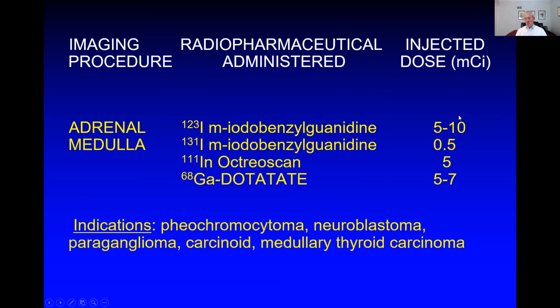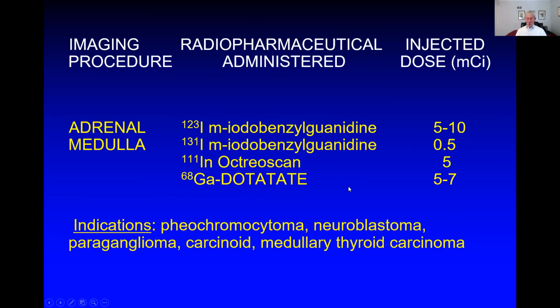But the typical injected dose, we've always injected 10. Some people inject a little bit less. If it's I-131 MIBG, because of the very high radiation dose to the adrenal glands, we only inject 0.5 millicurie. Octreoscan, this is looking for any of these neuroendocrine tumors on the bottom here. Both of these drugs, MIBG and Octreoscan, can find any of these. But this is again following the rule. Octreoscan, you're looking for a tumor, 5 millicuries, it's indium.